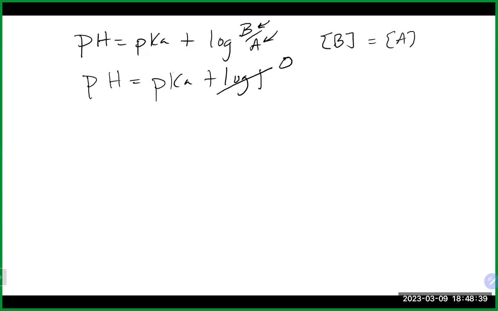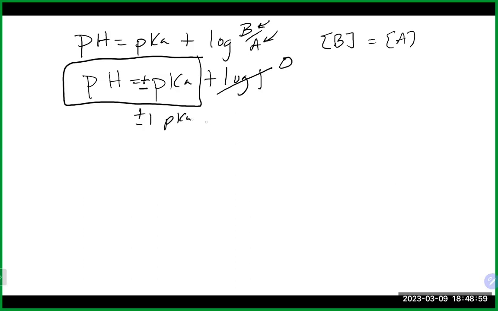Yeah. Which means usually to select a good choice to make your buffer out of, you're looking for a weak acid or conjugate or weak base that has a pKa value of plus or minus 1 of your desired pH. So usually plus or minus 1 of your pKa value is what you're looking for of your pH.